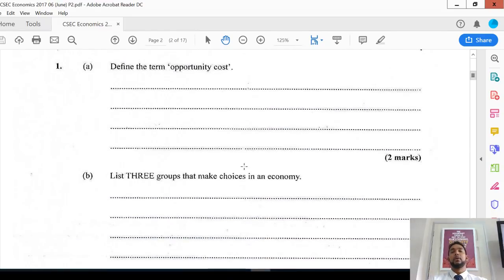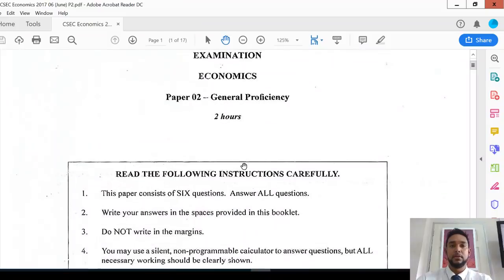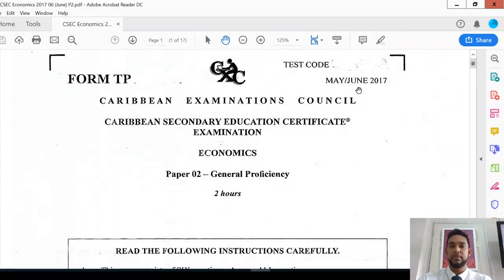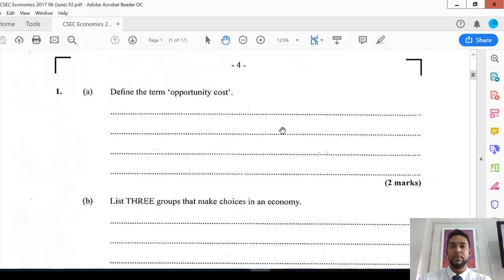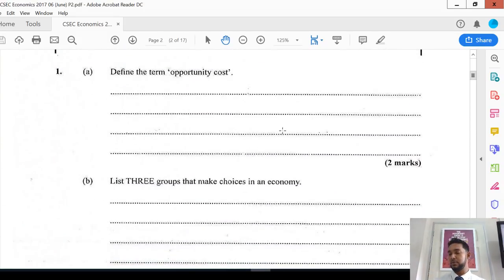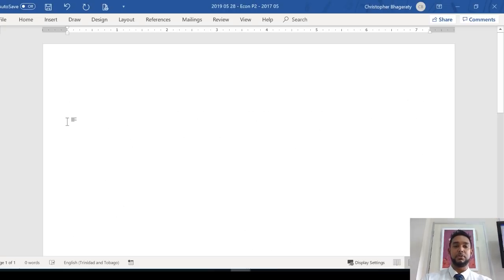All right, so this is the 2017 CSEC paper 2, May-June 2017. What we're going to do basically is go through it piece by piece, question by question, and answer it. Now the paper takes 2 hours. We only have 1 hour and a half till 12. We break at 12 for lunch, then start back at 1 o'clock and hopefully get the 2018 paper done. If we move fast and finish multiple papers in a session, then great. So the first thing says to define the term opportunity cost.